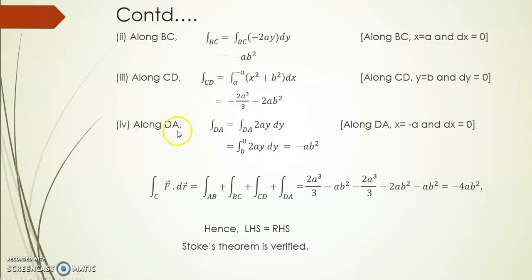Now coming to along DA, we have x is equal to minus a and dz equal to 0. So automatically you could see that, symmetrically, 2 of the integrals have dx becoming 0 and the other 2 integrals have dy becoming 0. So you are getting 4 integrals with respect to one differential, and easily you can evaluate all the 4 integrals. Adding up all the 4 values, you get the answer as minus 4ab square. Hence Stokes theorem is verified.